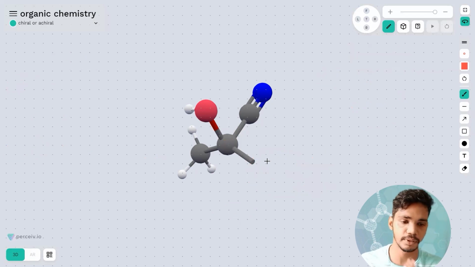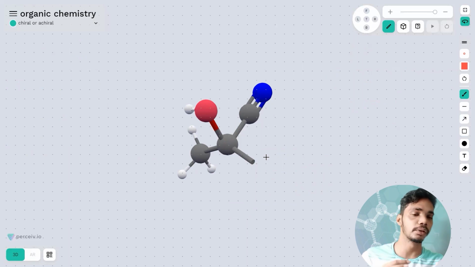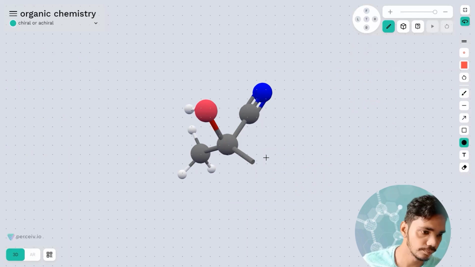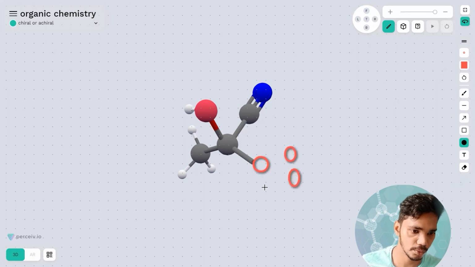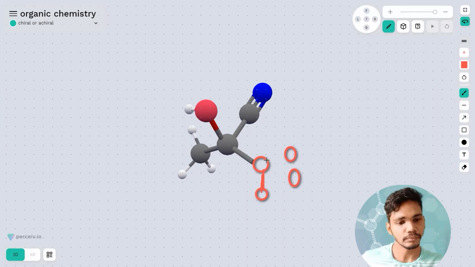Now I will tell you something. The third point we are going to discuss is how chirality helps the molecule to rotate the plane polarized light. What is that? That's called optical activity, right? So let's see. 1, 2, 3. That is the kind of molecule I want to prepare. Suppose I'm joining this with this group. This is a bond, this is one and this is second.